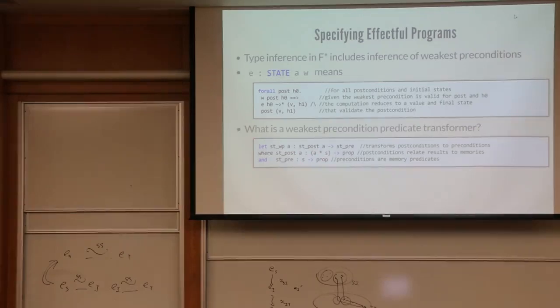Where is the weakest in the type? Good question. It doesn't have to be the weakest. If F* concludes this, there's a subsumption rule that says W need not be the weakest. F* will infer the weakest, but through subsumption, the programmer can say, no, I want something a little bit stronger than that. And this judgment does not tell you anything about the weakest.